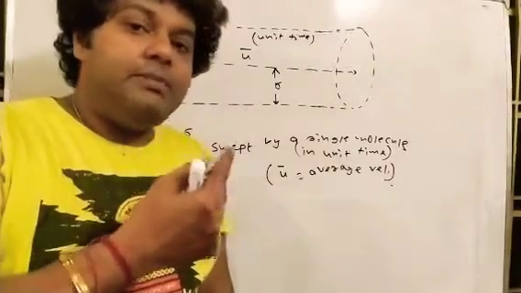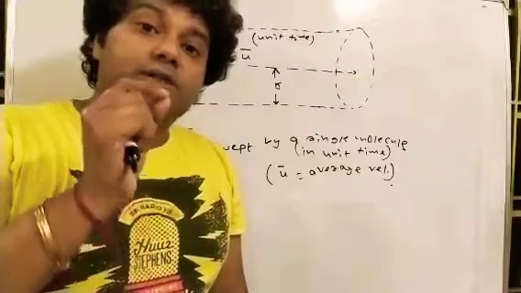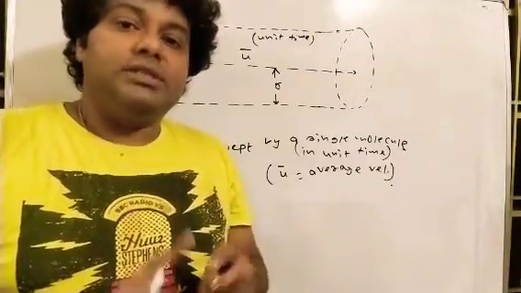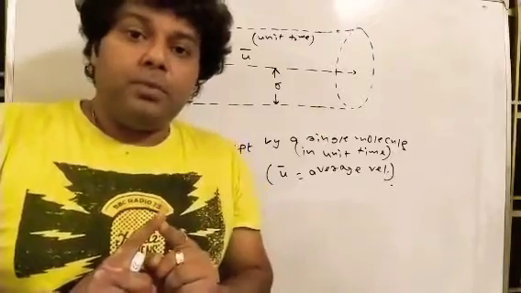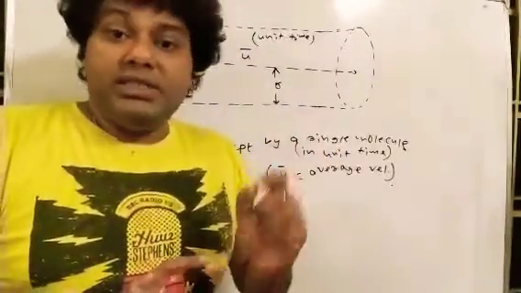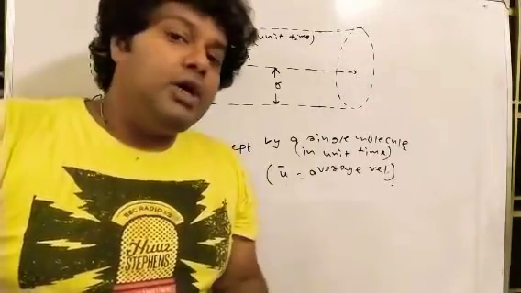Number of collisions taking place in a particular system per unit time, per unit volume, that is called collision frequency. See the difference between these two. Collision number is the number of collisions taking place by a single molecule. And what is the collision frequency? If I consider a system, then within the system, per unit time, per unit volume, the number of collisions is called the collision frequency.